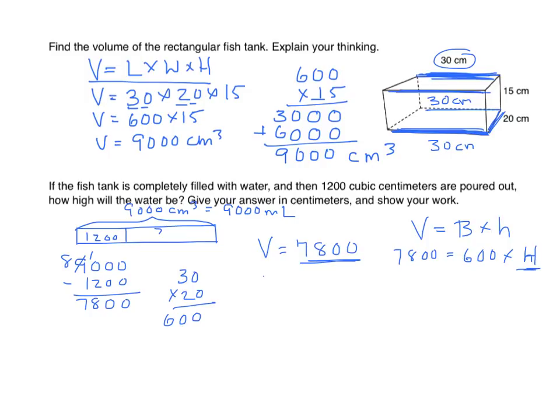And again, we have a missing factor. That means we do the inverse operation. So I'll take 7,800 divided by 600. Now, I look at it this way. I have 7,800 divided by 600. And I know that if I do the same thing to both the numerator and the denominator, and a fraction can be looked at as a division problem, if I divided 7,800 by 100, I'd have 78. And 600 divided by 100 is 6. So it's even easier to do this problem this way.